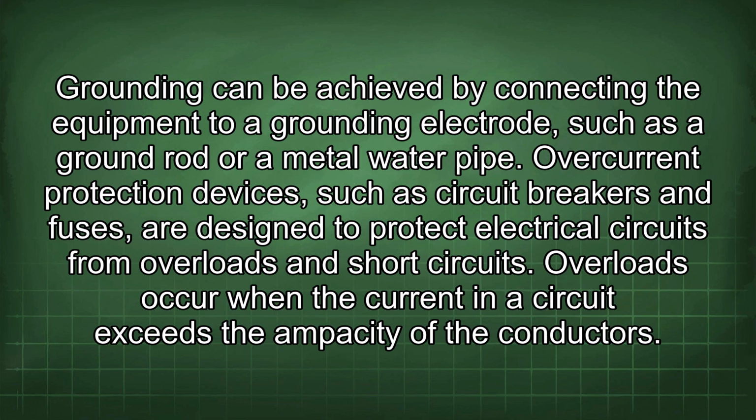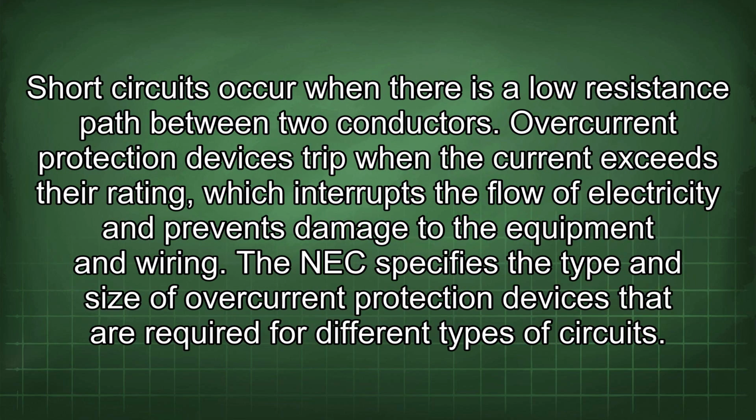Overcurrent protection devices, such as circuit breakers and fuses, are designed to protect electrical circuits from overloads and short circuits. Overloads occur when the current in a circuit exceeds the ampacity of the conductors. Short circuits occur when there is a low resistance path between two conductors. Overcurrent protection devices trip when the current exceeds their rating, which interrupts the flow of electricity and prevents damage to the equipment and wiring. The NEC specifies the type and size of overcurrent protection devices that are required for different types of circuits.